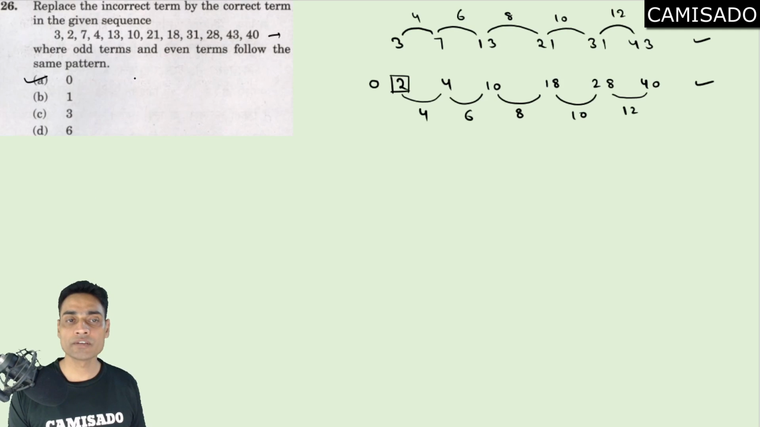So first of all, we have to bifurcate it into odd terms and even terms. Both the sequence are following the same pattern. We have to first take out the sequence or the pattern they are following, and then accordingly we can see which is the incorrect term, which will be replaced by a correct term.